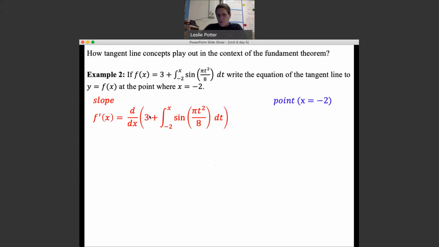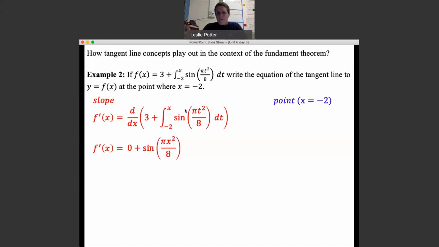So we've got two terms here. 3 is one of the terms, and this accumulation function is the other term. We need to differentiate each one of those terms. The derivative of 3 is 0. The derivative of the accumulation just gets us this. Now this is super duper powerful, because if we're differentiating an accumulation function, we just get this with our variable change. Notice I'm starting at -2 because that's where it's telling me to start.